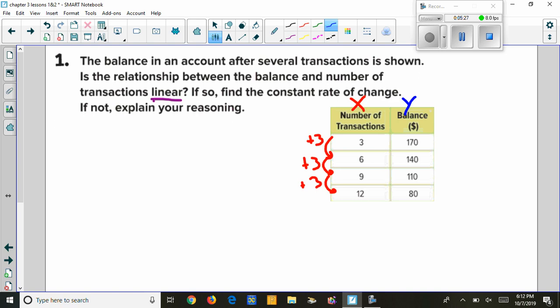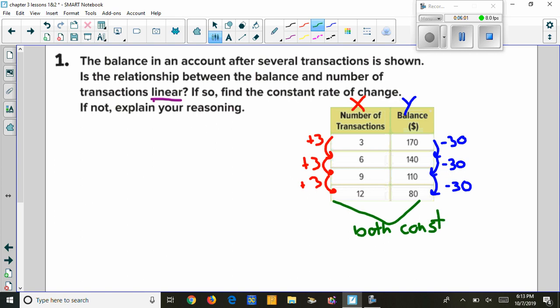Let's check out the y's. From 170 to 140 to 110 and then to 80, we are reducing by 30. So I'm going to put minus 30. This negative sign is important because rate of change can be talked about in terms of numbers getting smaller or getting negative. Since both sides are constant, we can say that this relationship is linear.